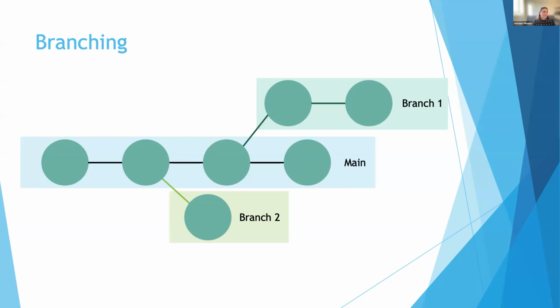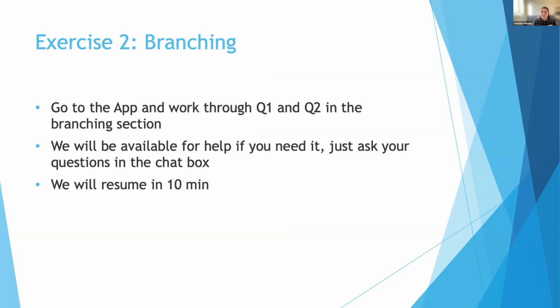So if she wanted to make multiple branches from the same commit, that would be fine. There's really not a lot of rules when it comes to branching. You're allowed to do basically whatever you want. So with that being said, now it's time to go back to the app.